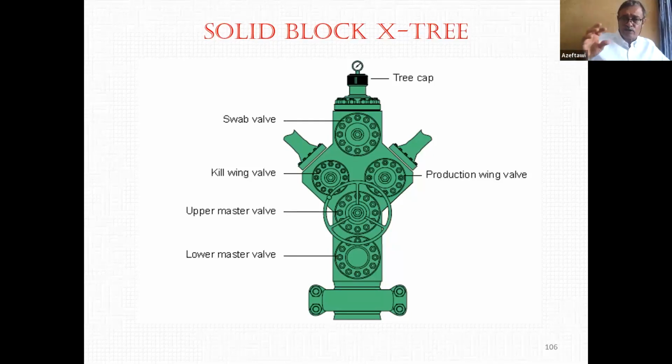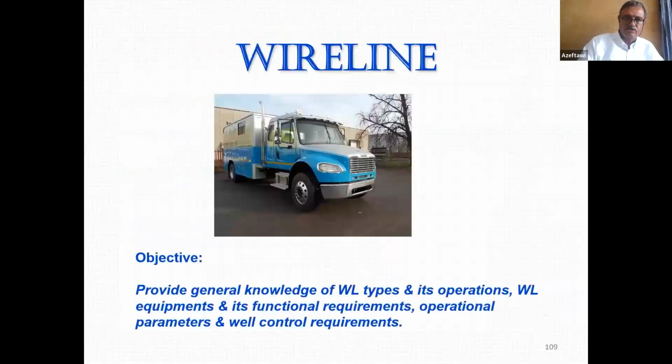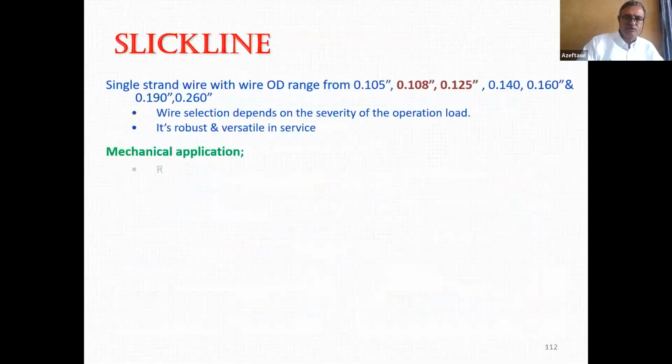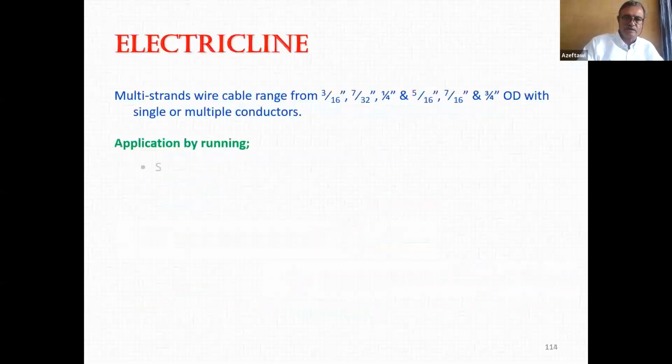So you have to have a crossover, what we call a quick union. Why is it quick union? Because it is hand tight. So you have this crossover to connect the Christmas tree thread and size with your equipment thread and size. That's why you have the quick union. It is the first thing you put on top of the Christmas tree.